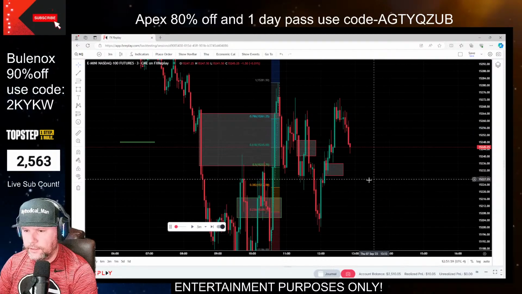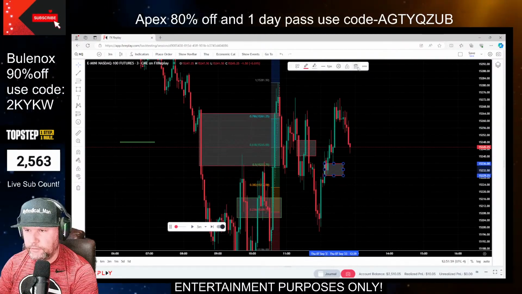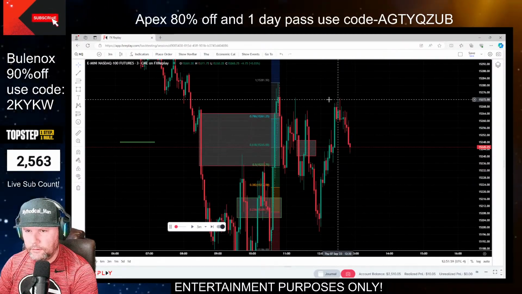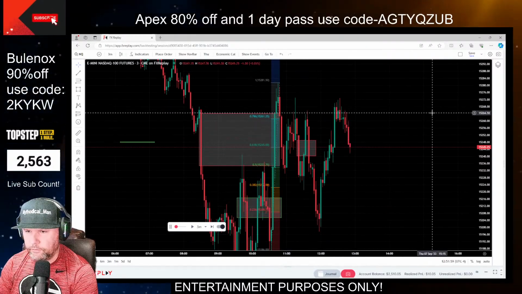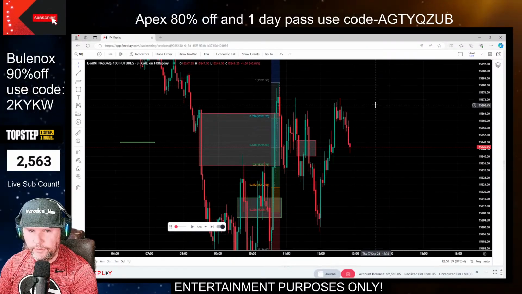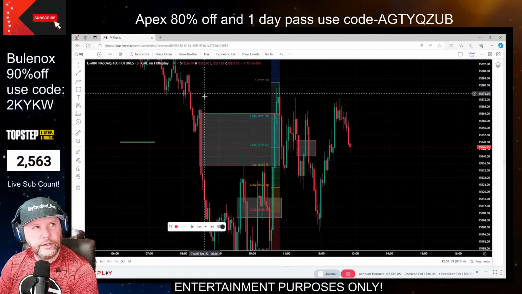And again, I don't hate this. Same idea. I wish it would have ran that wick. It did run some liquidity. We are delivering from a fair value gap. You can see it over here.